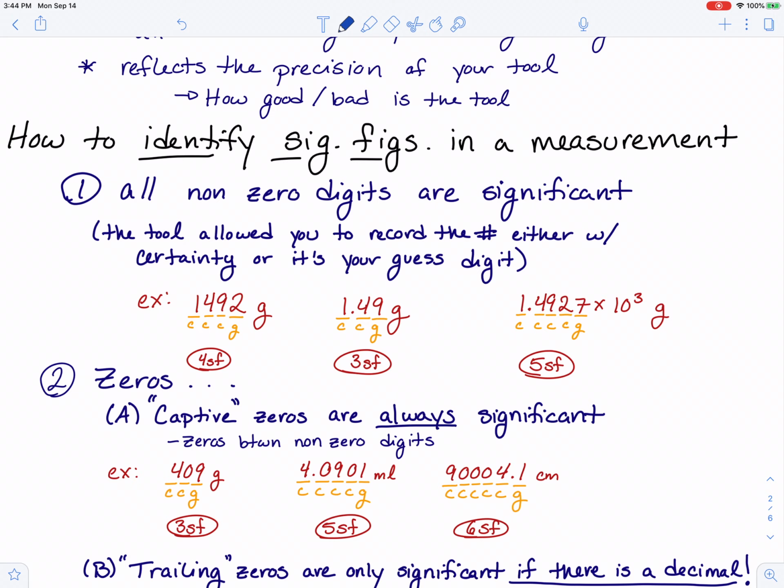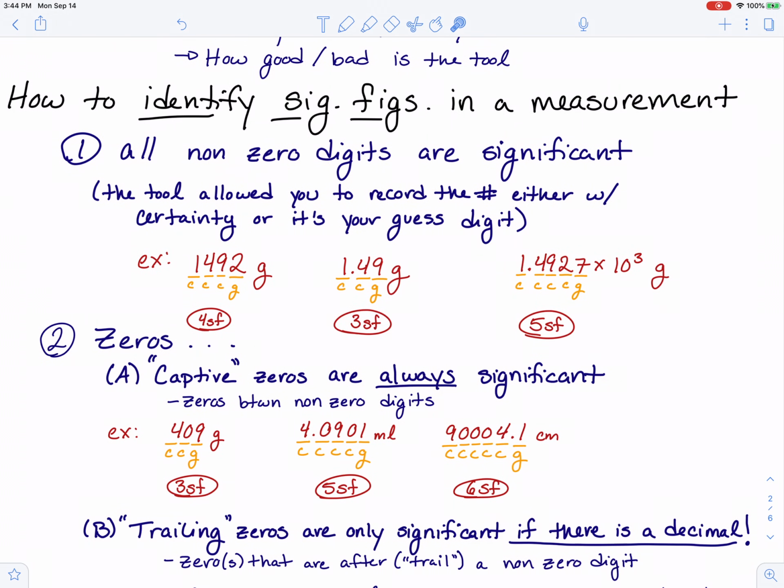The first rule is pretty straightforward. All non-zero digits are significant. So that's 1, 2, 3, 4, 5, 6, 7, 8, 9. All those digits are always significant. The assumption is that if you're given those numbers, the tool allowed you to record that number with some level of certainty, or it was your guess digit.